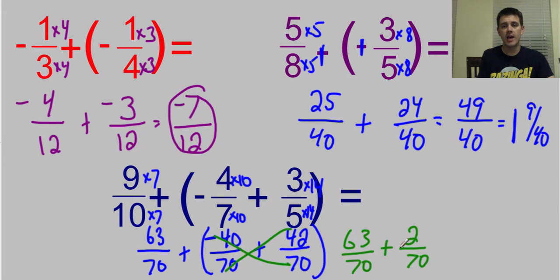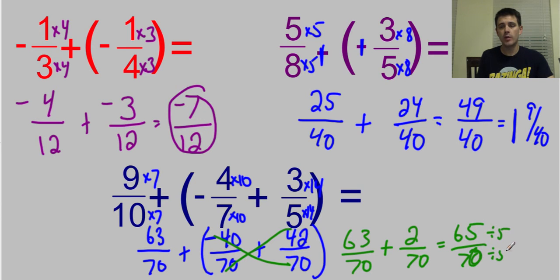Now I add together the other piece. In this case, they have the same sign, so I'm just going to go ahead and add them together. Remember, your denominator never changes. You're just adding or subtracting your numerators. And then last step is I need to simplify. 65 and 70 can both be divided by 5.